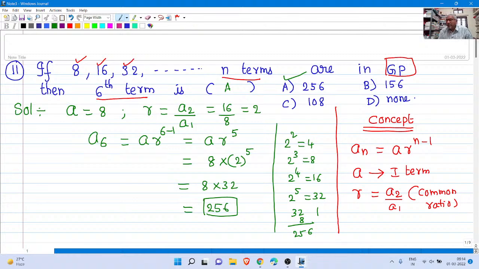By observation also, without paper pen you can do it. Because 156 cannot be written as a power of 2, we cannot write. This also cannot be written as 2 power n. B option eliminated, C option eliminated. It may be A only. So A is the right option. Right.